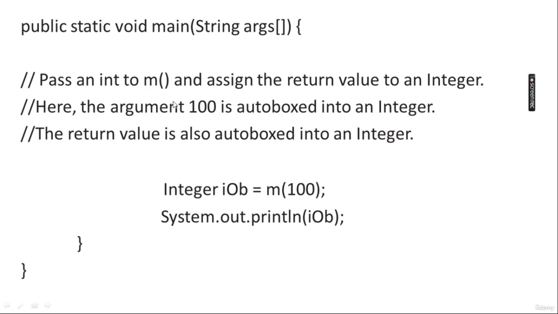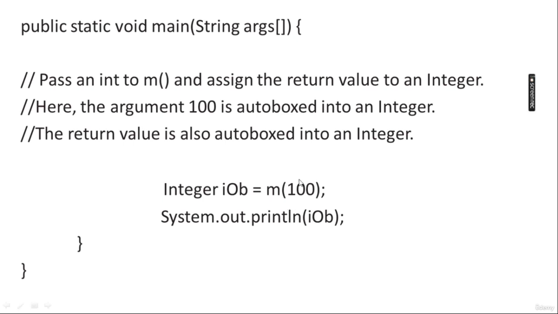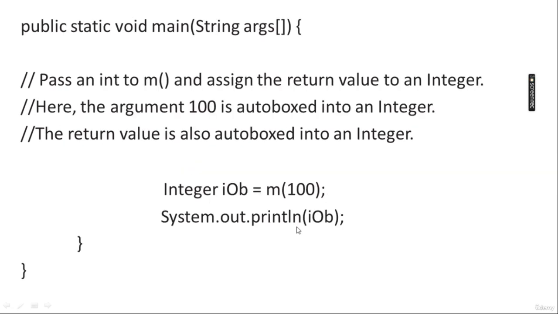Now pass an int into m and assign the return value to an Integer. Now 100 I am passing to m. This is m. Okay. So while passing 100, I am not passing the object. So it will automatically box to the Integer wrapper class. Then while returning, it will be automatically converted to the int primitive. And in System.out.println, this will be automatically wrapped to the Integer class.